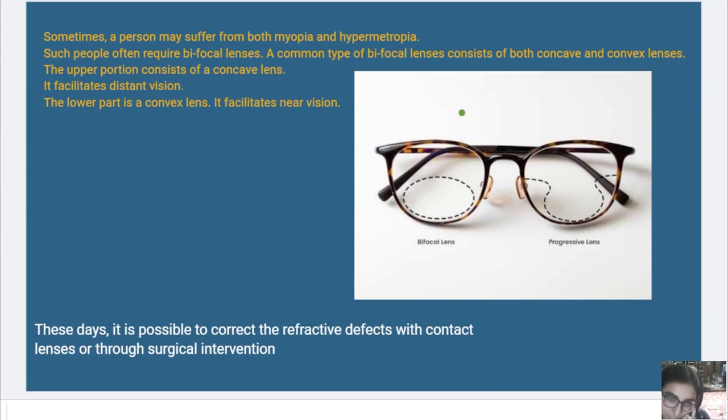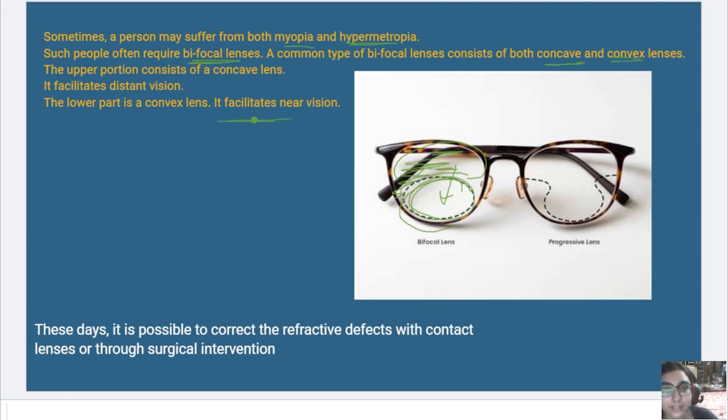So sometimes what happens is that a person has both myopia and hypermetropia, which usually happens at old age. So in that case, they require a bifocal lens. It has both a concave and a convex lens. The upper portion is usually the concave portion, and the lower portion is convex, so that when the eye looks through the lower portion, it can read books and everything, and the upper portion is used to view the farther objects.